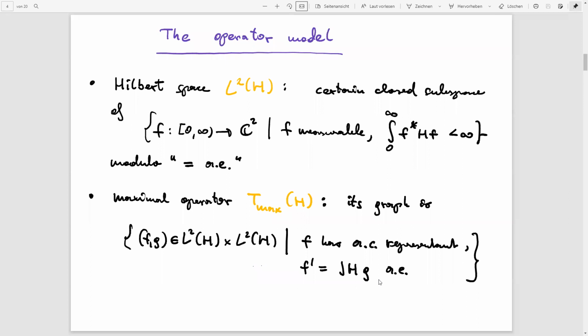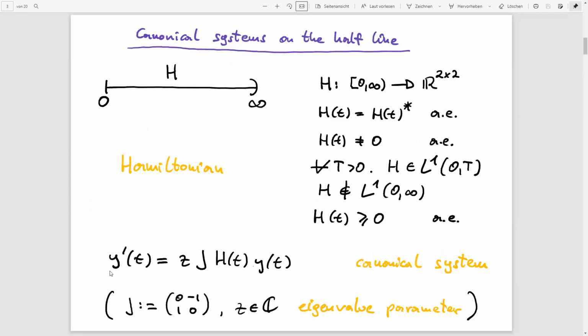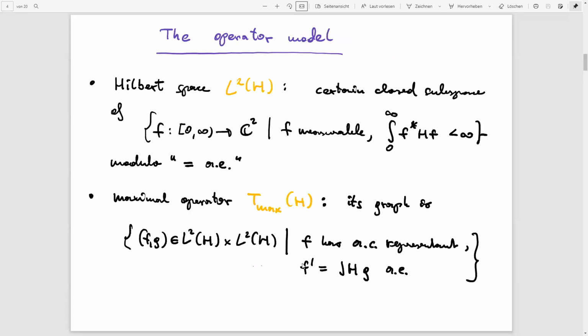And of course, in order to have this well defined, we assume that f has an absolutely continuous representant, and then this f prime here is the derivative almost everywhere of this absolutely continuous representant. So you see that this operator fits the equation. Maybe I show you the equation once again. So this is the equation, and this is exactly the eigenvalue equation of this operator, if it were an operator.